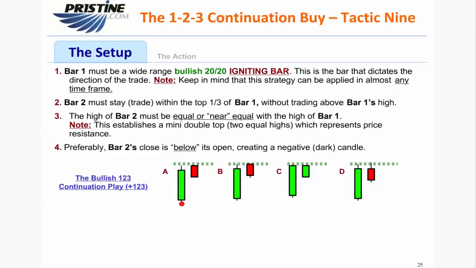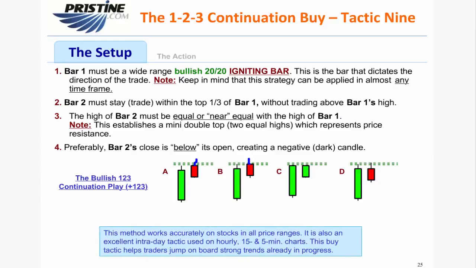Now, for me, I don't adhere to that rule in absolute. Meaning, if we trade a little bit above bar number one's high, right? If we get a little bit of a topping tail or something like that, it's not the end of the world to me. Ideally, it stays below it, but if we get a little bit of a tail there, it doesn't negate the trade for me. Right? So this is again the setup. And as I said, this works well on any time frame that you trade from.